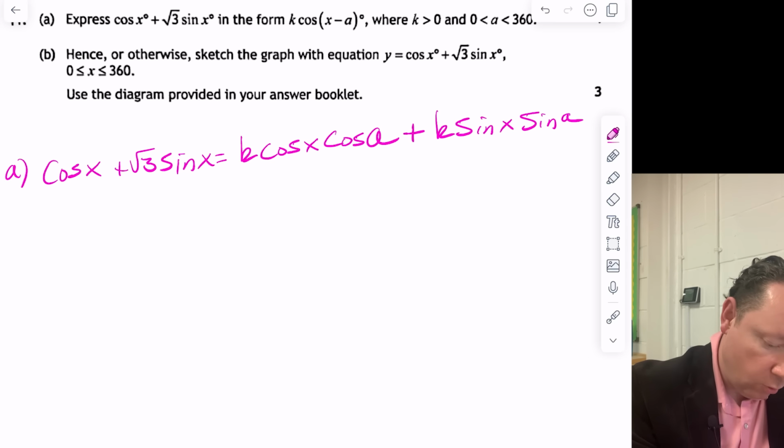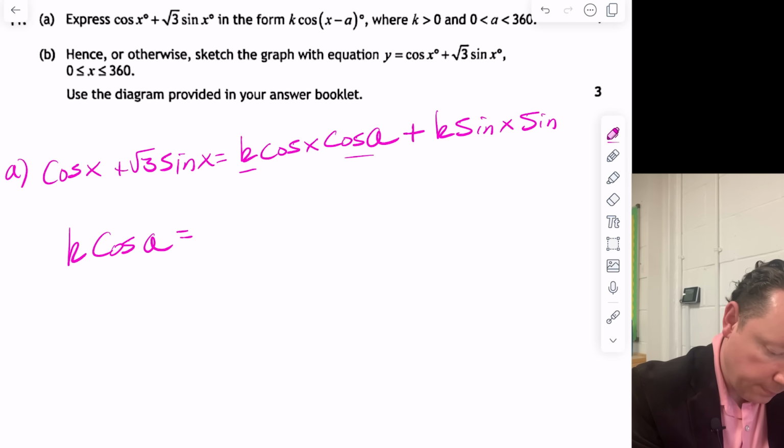So when we compare coefficients, in front of cos x, we've got k cos a. So k cos a equals 1. And in front of sin x, we've got k sin a.